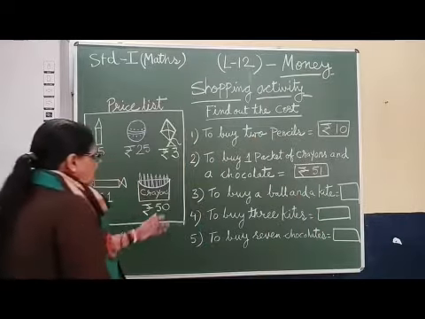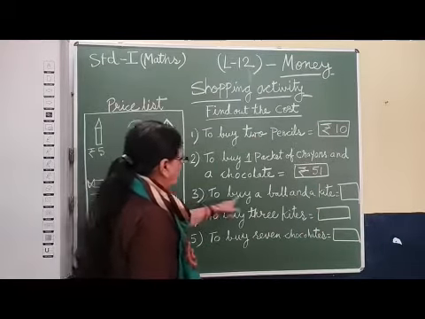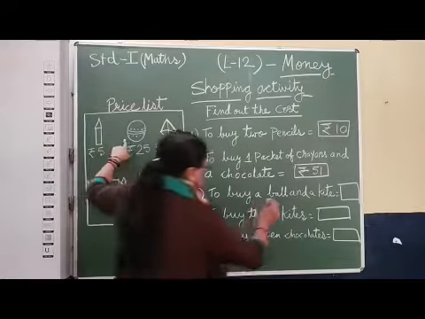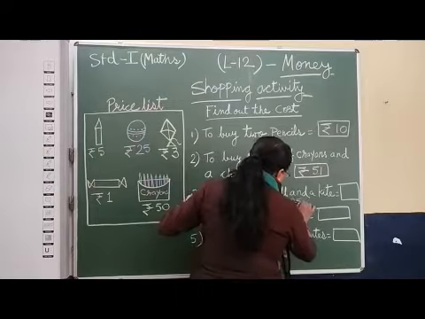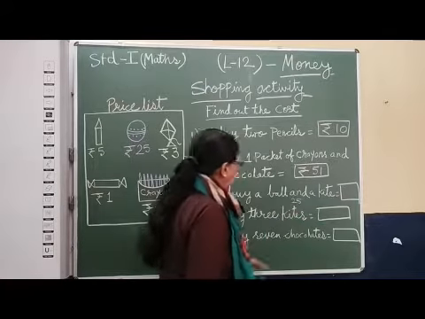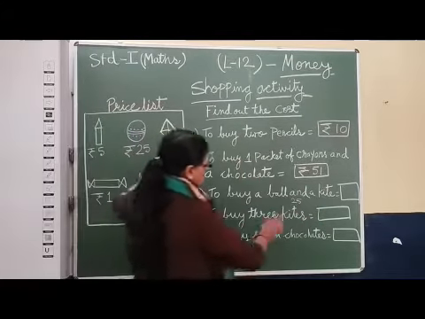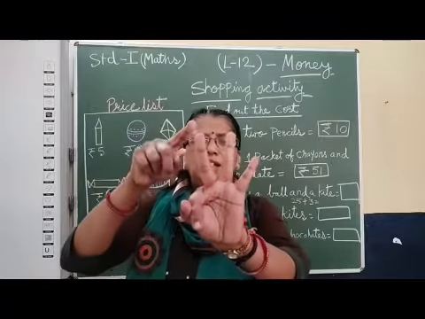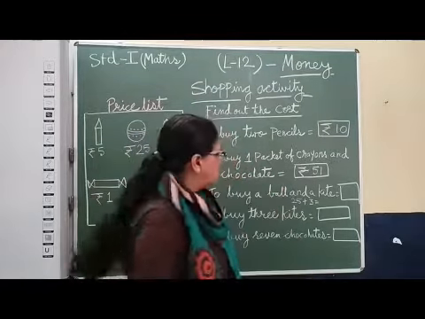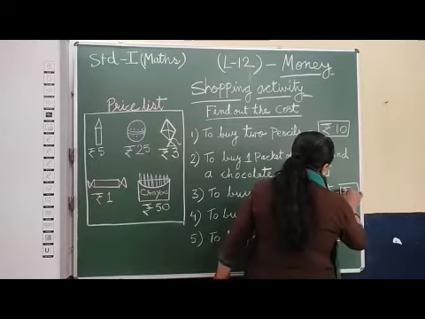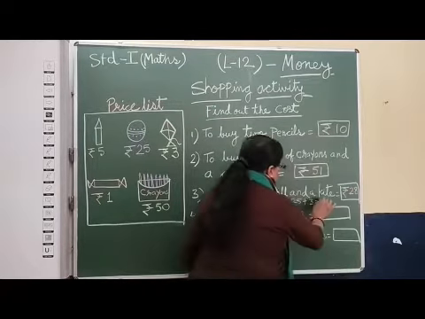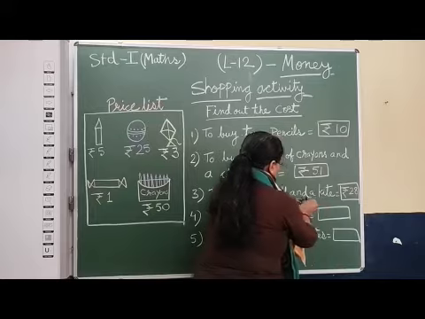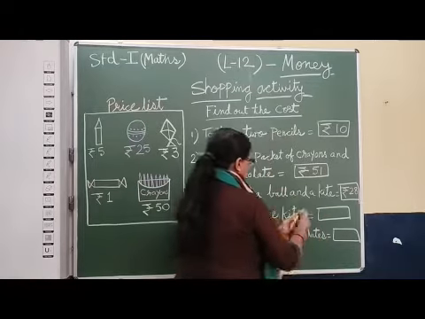Okay. Now, take another example. To buy a ball and a kite. One ball costs ₹25. So we will write below ₹25. One ball, and a kite. One kite costs ₹3. So 25 + 3 = 28. After 25 you have to count 3: 26, 27, 28. So how much do you have to pay? Pay 28 rupees. Isn't it? 28. Rough work should not be there.